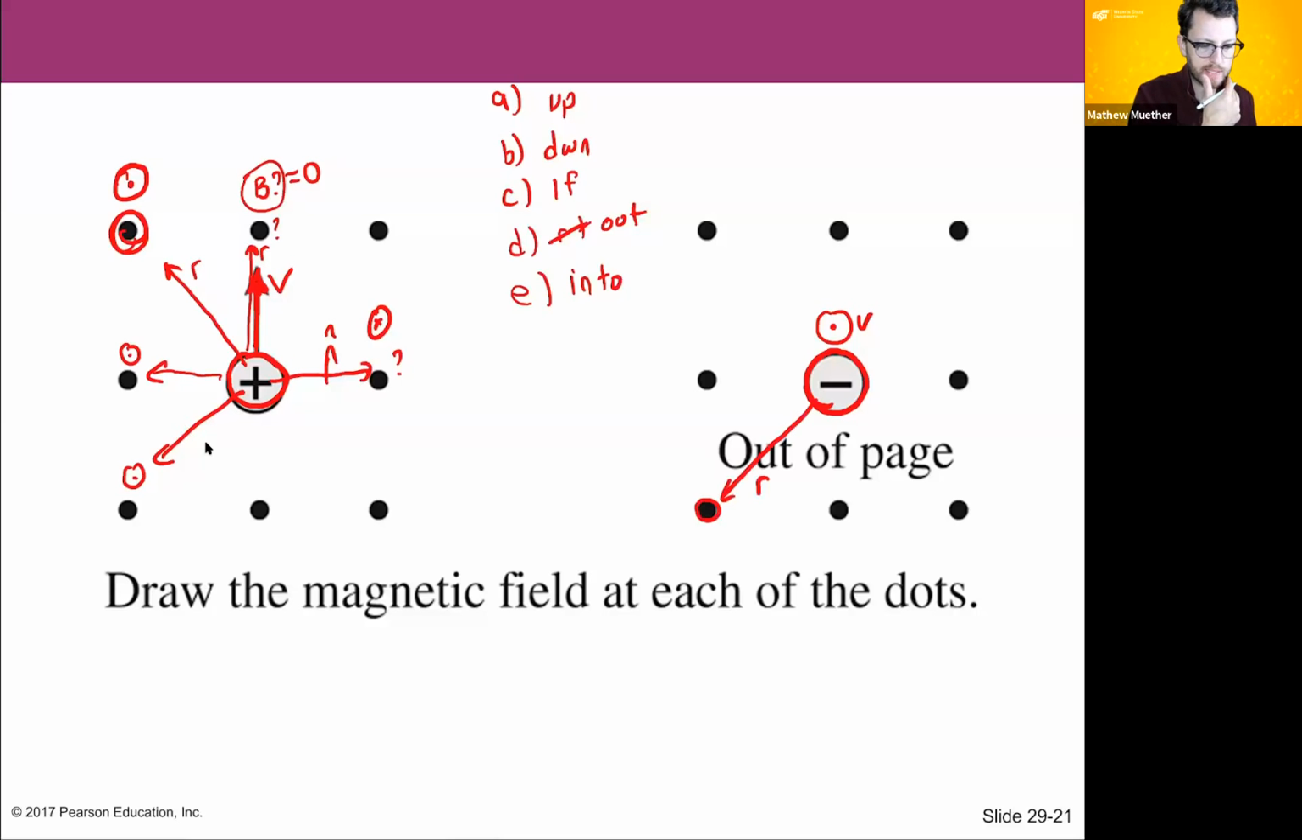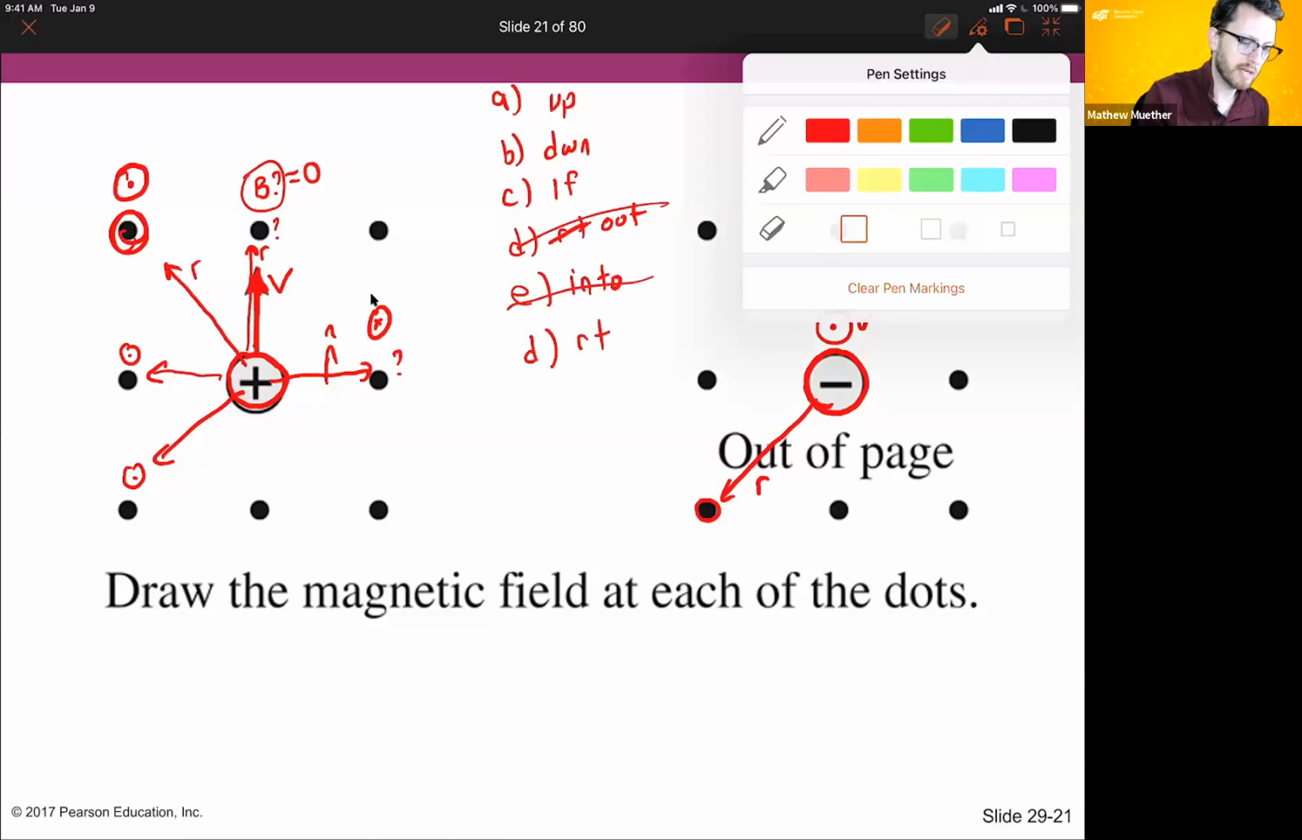Well, let's see what you guys think here. Let's put up, down, left, right, or something in between. Oh, it's not going to work here. So let's not try to make up choices. What direction is it going to point?